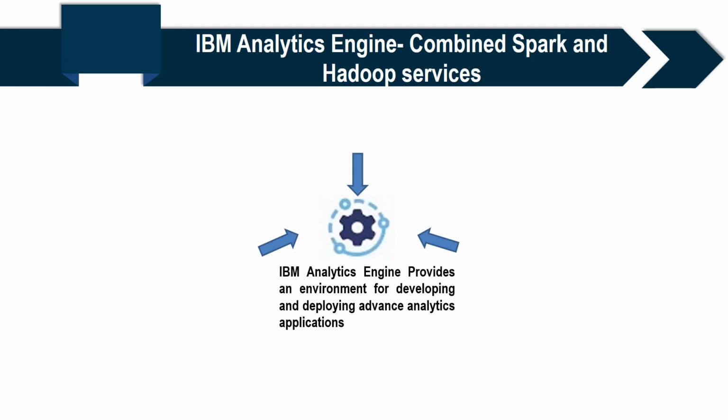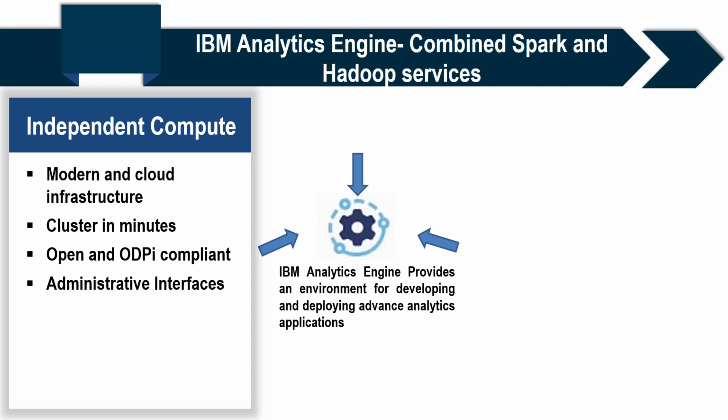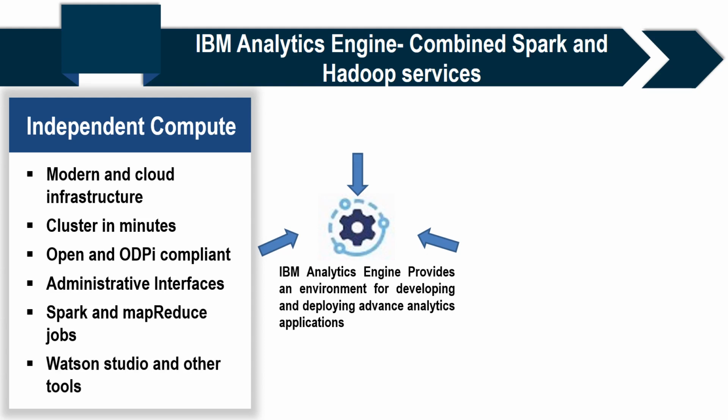Now, let's look at one deployment of Spark on Hadoop infrastructure, and this tool is called IBM Analytics Engine, which combines the power of Spark and Hadoop services. It is a modern cloud infrastructure. This is also available for on-premise implementations. You can create clusters of IBM Analytics Engine in a minute. It is open and ODPI compliant. It provides an administrative interface. It provides both the Spark and MapReduce capability, and it integrates with Watson Studio and many other tools.